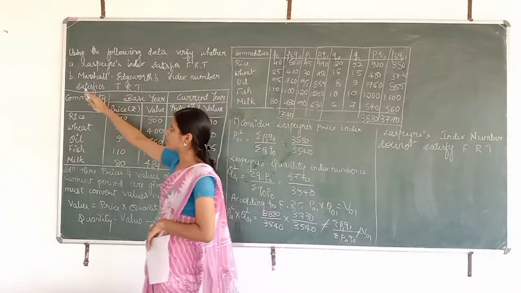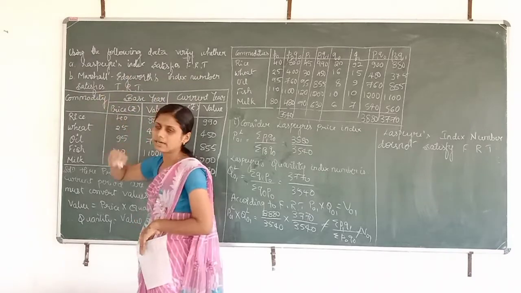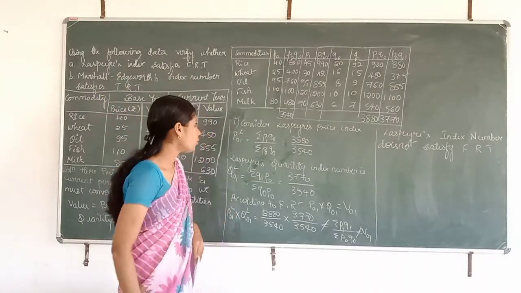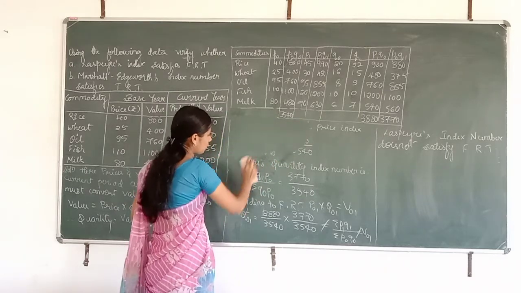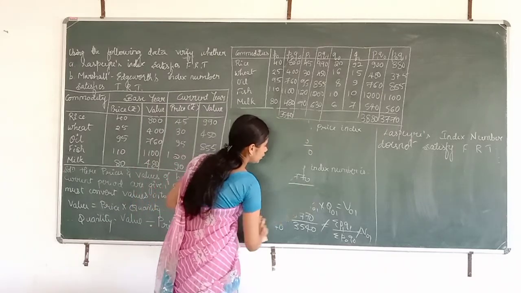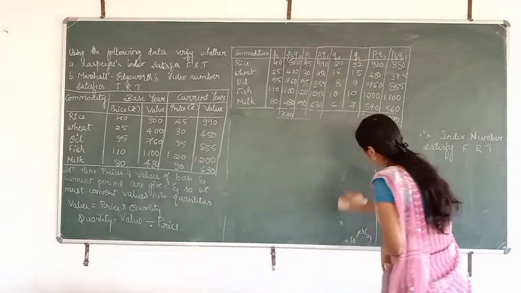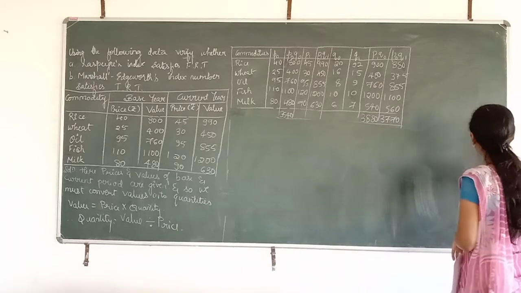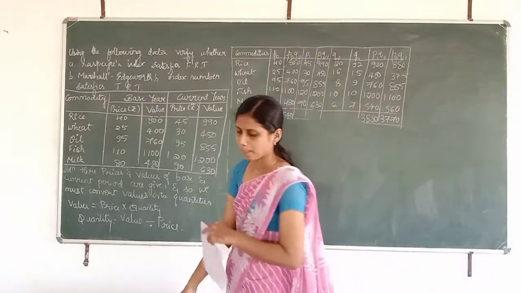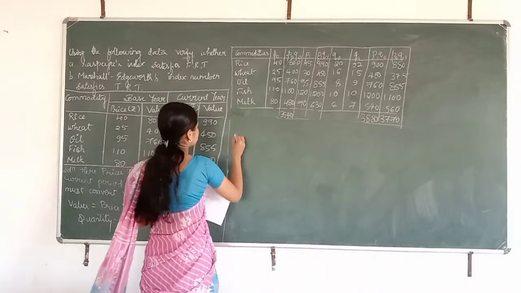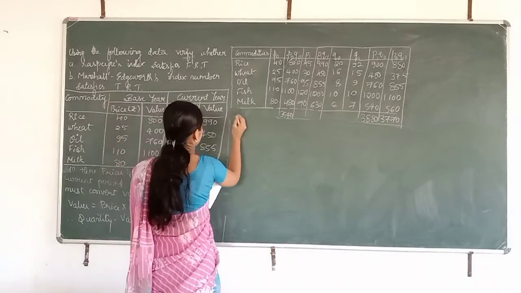Now we have to solve the second question, that is whether the Marshall-Edgeworth index number satisfies the time reversal test. So what is the condition for the time reversal test? According to the time reversal test, P01 into P10 should be equal to 1. So that we have to verify for the Marshall-Edgeworth index number. For the second question, you can write the answer as B.